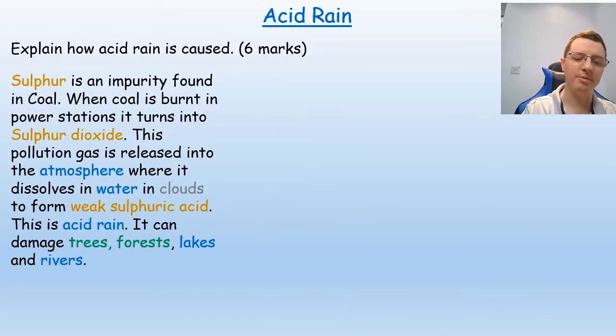And here's the answers. So sulfur is an impurity found in coal, and when the coal is burnt in power stations, this sulfur turns into sulfur dioxide. This pollutant gas is released into the atmosphere, where it dissolves in water in the clouds to form weak sulfuric acid, and this is the acid rain that can damage trees, forests, lakes and rivers. So up to 6 marks there.